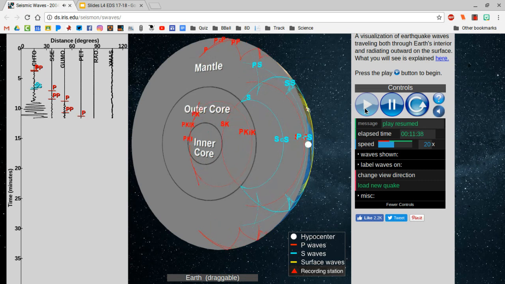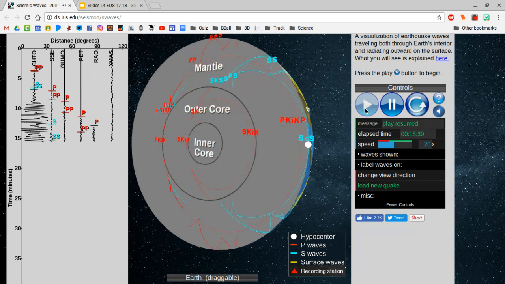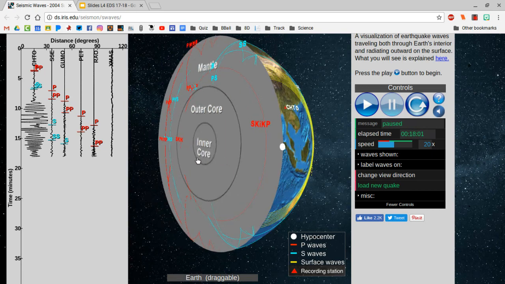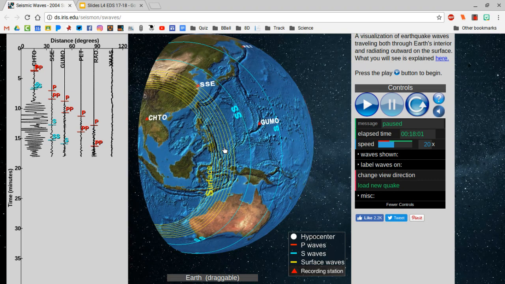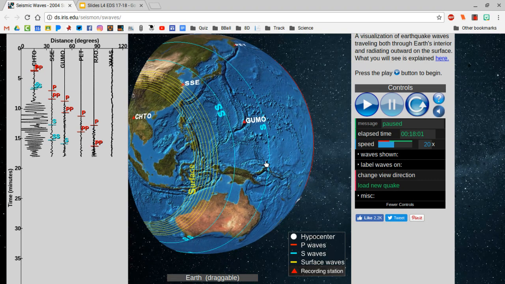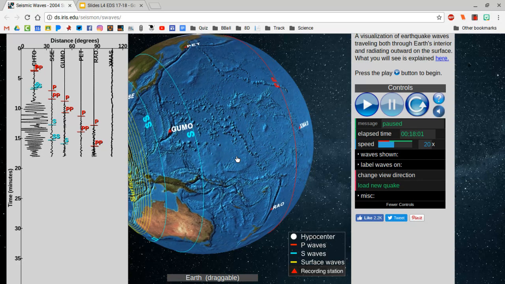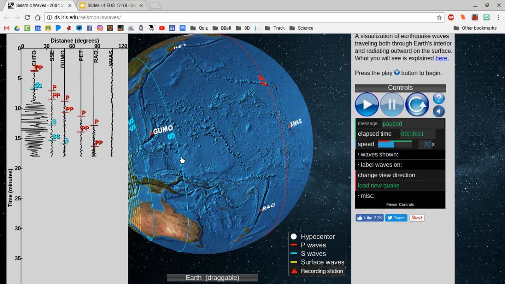So you can see the S waves travel through the interior of the Earth, all the way through the inner core and outer core. They travel in different ways because of the density of that material. But the S waves do not travel through the inner core or outer core. Okay, if you look here, you can see the S waves and the P waves as they travel across the Earth's surface.